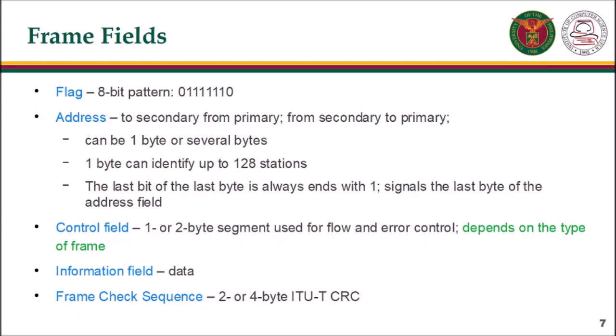The address field contains the address of the secondary station. The control field is 1 or 2 bytes used for flow and error control. The information field contains the user's data from the network layer or management information. The frame check sequence field is the HDLC error detection field.